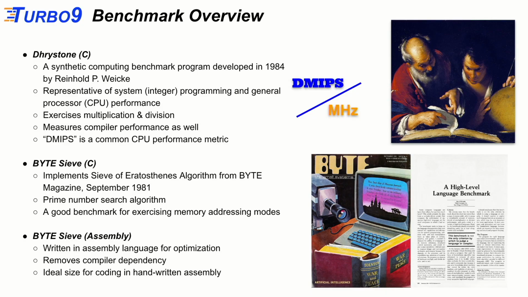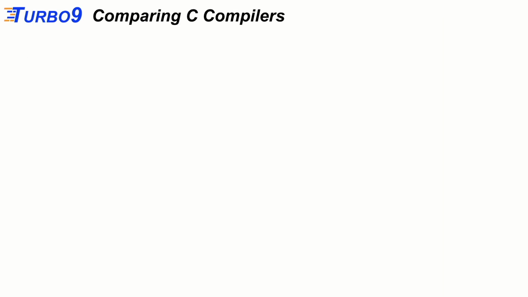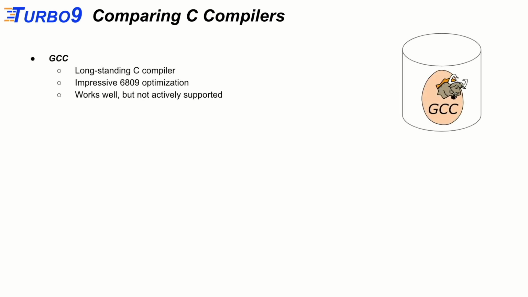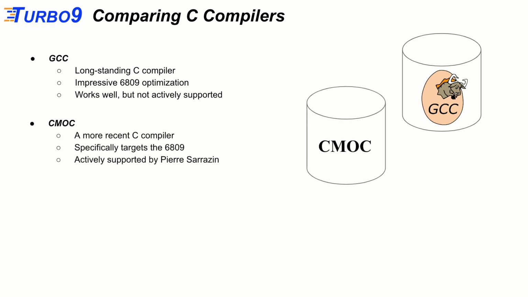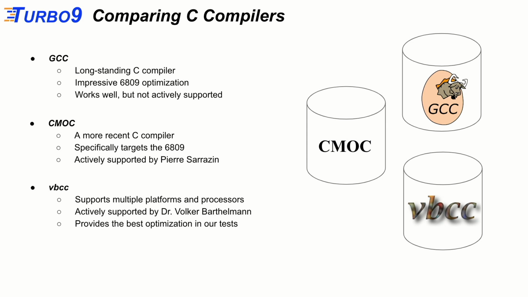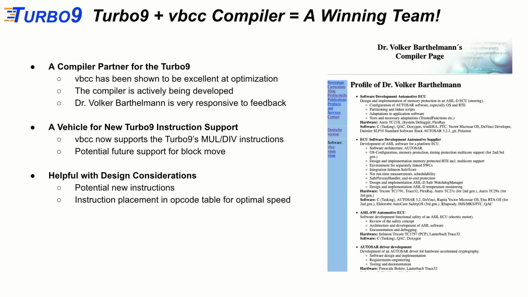We also did byte sieve in C and assembly. This is where Boise helped out, and we actually looked at several C compilers. There's a GCC C compiler for the 6809 out there. There's CMOC, which is a really nice implementation for the 6809, and then there's VBCC. This is by a guy out in Germany named Volker Barthelmann, and we found that the VBCC produced the best results.